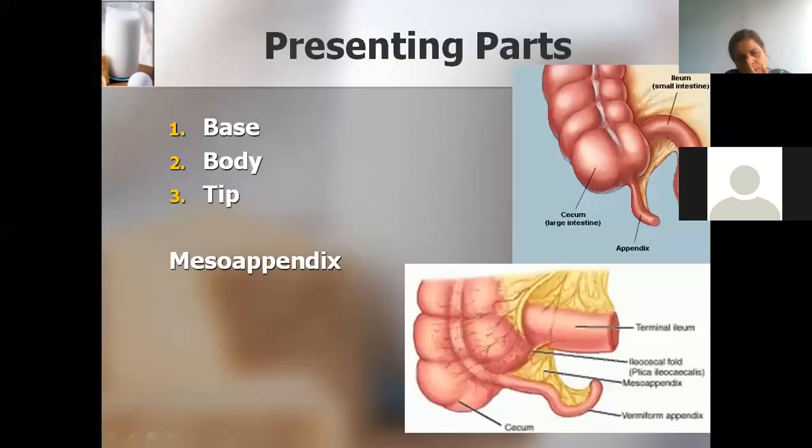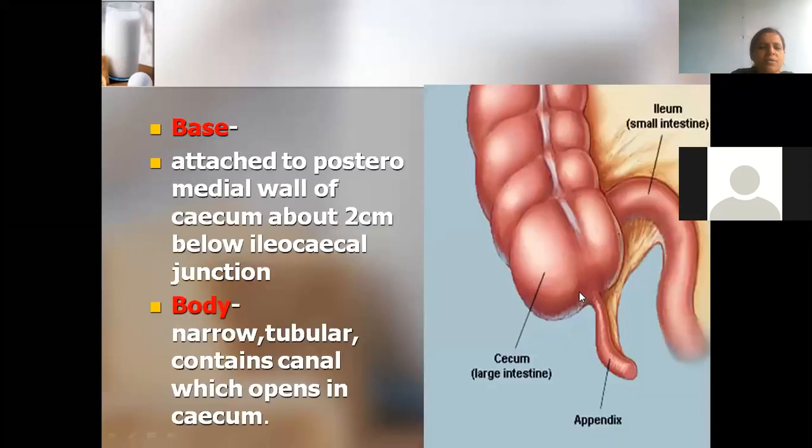The parts of the appendix are the base, the body, and the tip. The peritoneal covering of the appendix is the mesoappendix. The base is attached to the posterior wall of the cecum, about 2 centimeters below the ileocecal junction. As you can see here, this is the ileocecal junction. If you measure, it is usually 2 centimeters below the ileocecal junction.